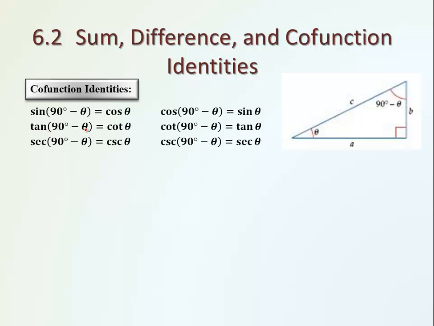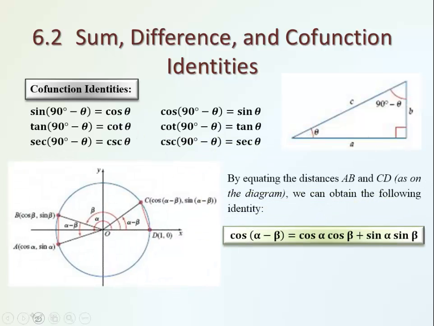Tangent of 90 minus theta is the same as cotangent of theta. You can always check this on the right angle triangle. So tangent of this angle is a over b, but a over b is the same as cotangent of theta. And you're welcome to check the rest of the identities. So to memorize this, think about cofunctions of complementary angles are equal.